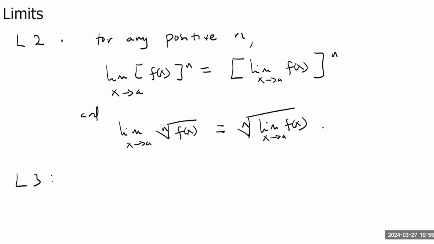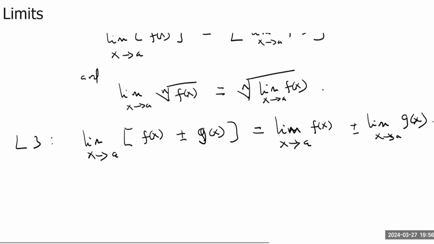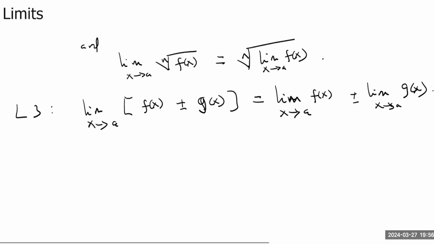With the third law, we claim that the limit of either the sum or the difference of two functions as x approaches a is just the sum or the difference of the limits. It's more or less that we can distribute the limit to each function. I believe this is very simple, right? Good. All right.